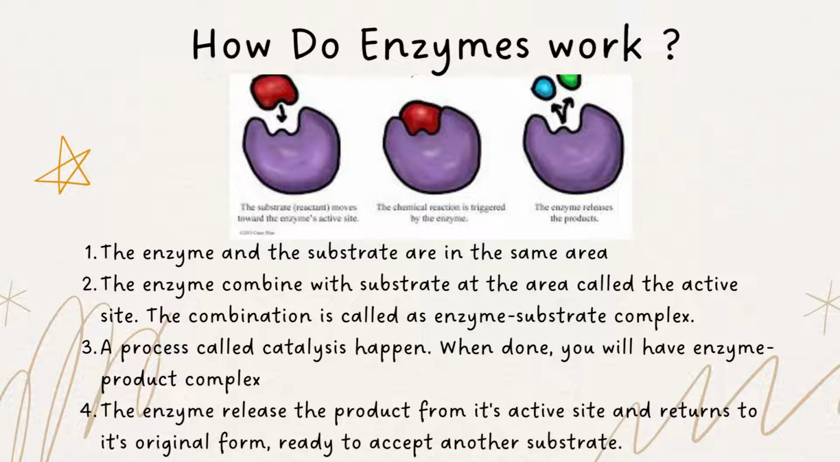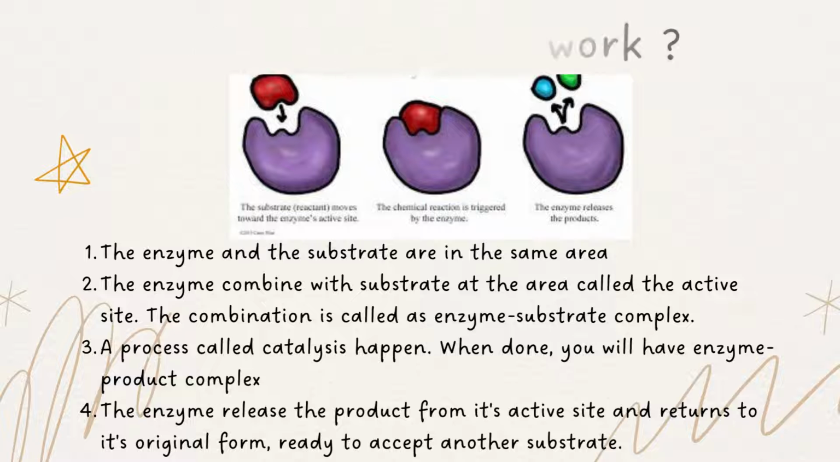Third one, a process called catalysis happens. Catalysis is when the substrate is changed. It could be broken down or combination with another molecule to make something new. It will break or build chemical bonds, and when you're done, you will have the enzyme products complex. Fourth one, the enzyme releases the product. When the enzyme let go, it returns to its original shape. It is then ready to work on another molecule of substrate.